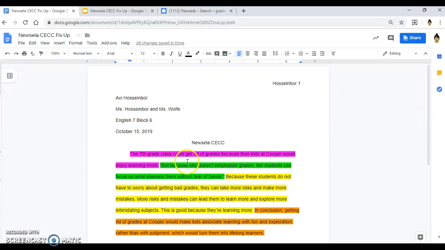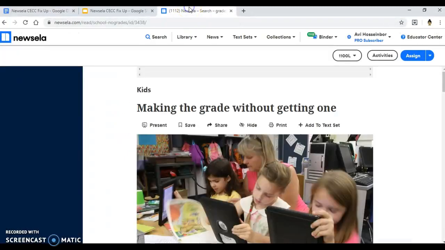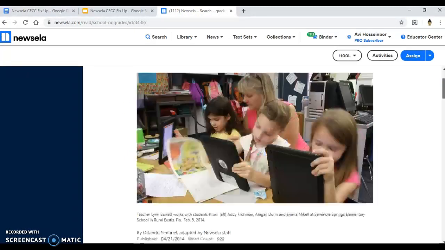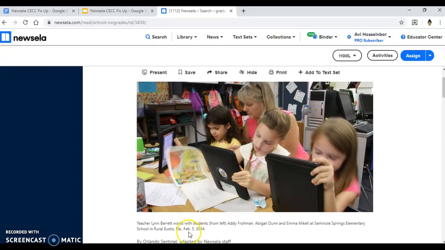Let me look at my quote. But because she doesn't emphasize grades, her students can focus on what interests them without fear of failure. So if someone was reading my CECC, but they'd never read the article before, they'd be like, whoa, what is this? Who is she? Okay, so that's why I want to go back into my article and find some background information about this quote, okay? So this quote was about this teacher who doesn't use grades, and actually I can just look at the caption here. It tells me, Teacher Lynn Barrett, okay?